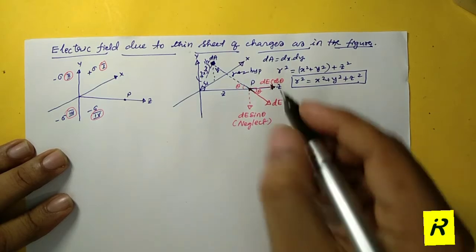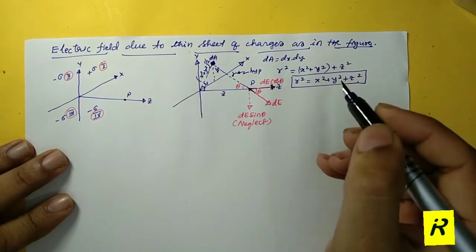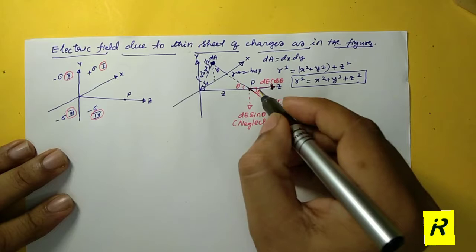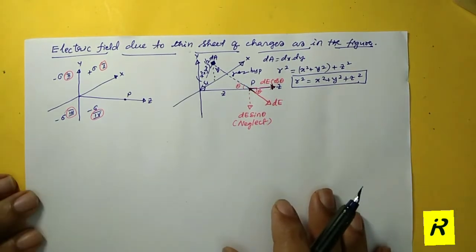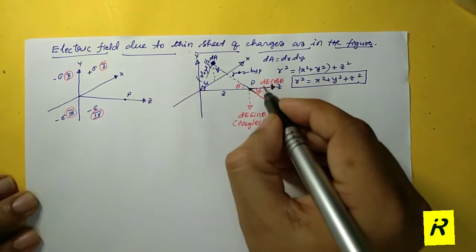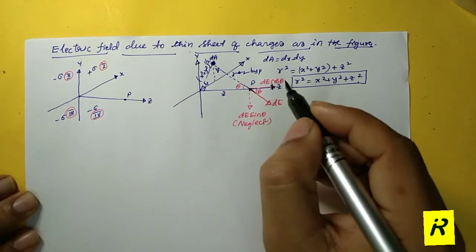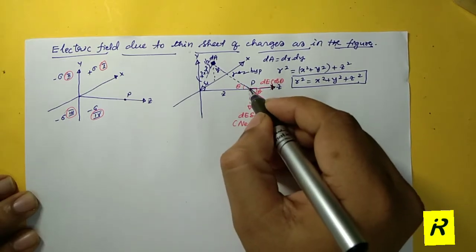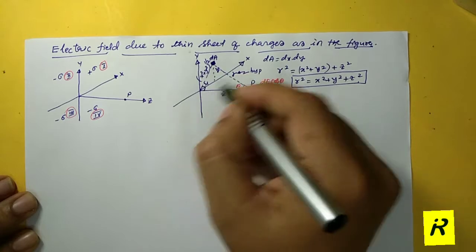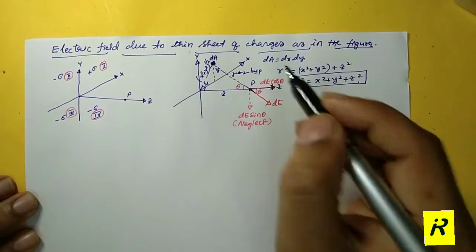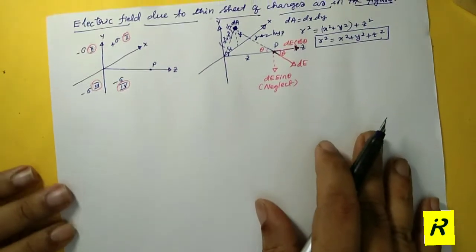So what should be the net electric field at P? That is our question, and for that I have to go further. Now I have to integrate this dE cos theta to get the complete electric field at point P due to the first quadrant charge density. That is what I am going to do now.